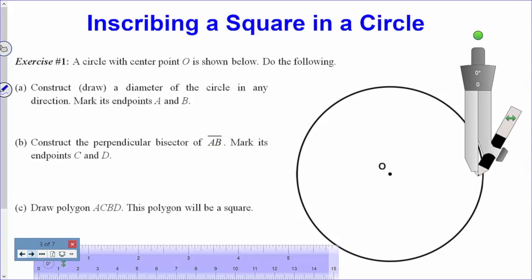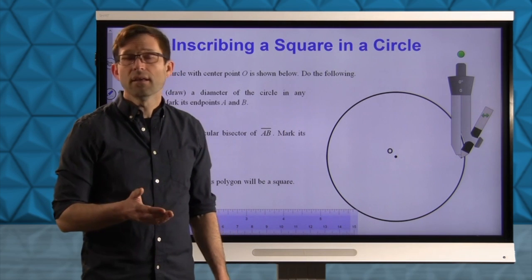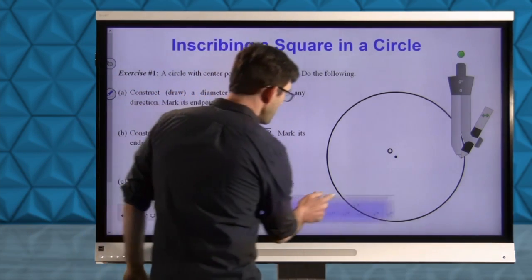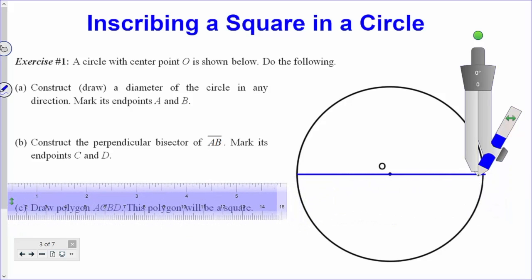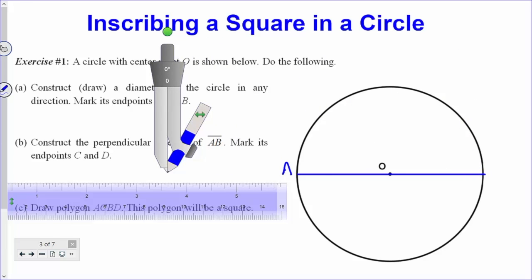Exercise number 1. A circle with center point O is shown below. Do the following. Letter A, construct, i.e. draw, a diameter of the circle in any direction. Mark its endpoints A and B. All right, so I've got to draw a diameter, and of course a diameter is any line segment that goes all the way across the circle and passes through its center. So I'm going to take my straight edge and bring it up here. Again, it can be in any direction you want. I'm going to be drawing it horizontally. Now, it says to mark the endpoints A and B, so let's mark this as endpoint A, and this is endpoint B.